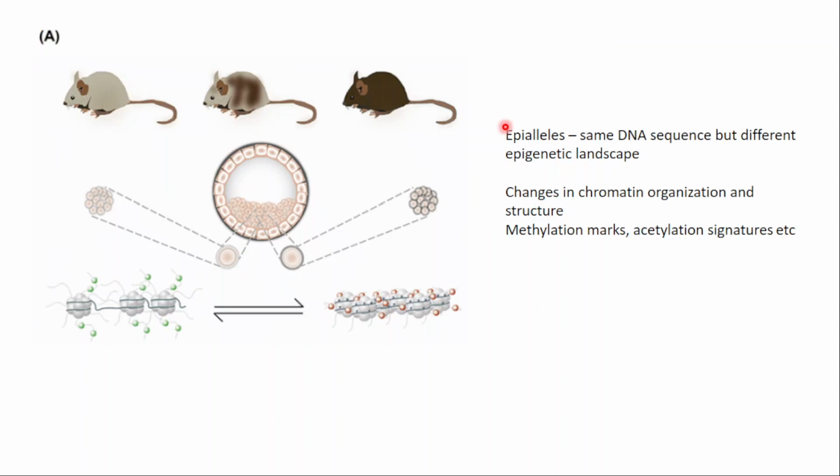So if you see, epialleles have the same DNA sequence but a different epigenetic landscape, such as changes in chromatin organization and structure, methylation marks, acetylation signatures, etc. So the same gene might have a different epigenetic landscape. Some parts of the gene are accessible for transcription, so it transcribes a different amount, time and kind of gene, whereas other parts are heterochromatinized or have more methylation marks, which suppresses transcription. Thereby we generate different kinds of coat color.